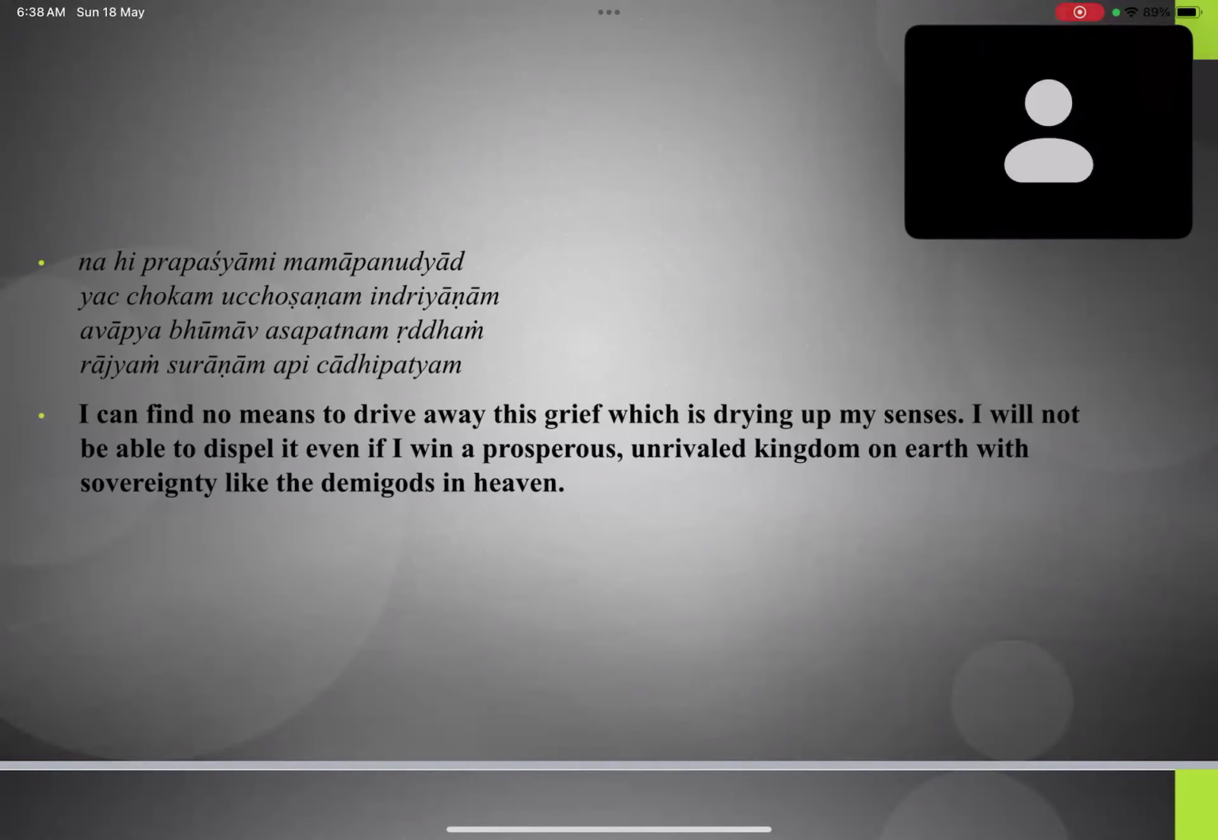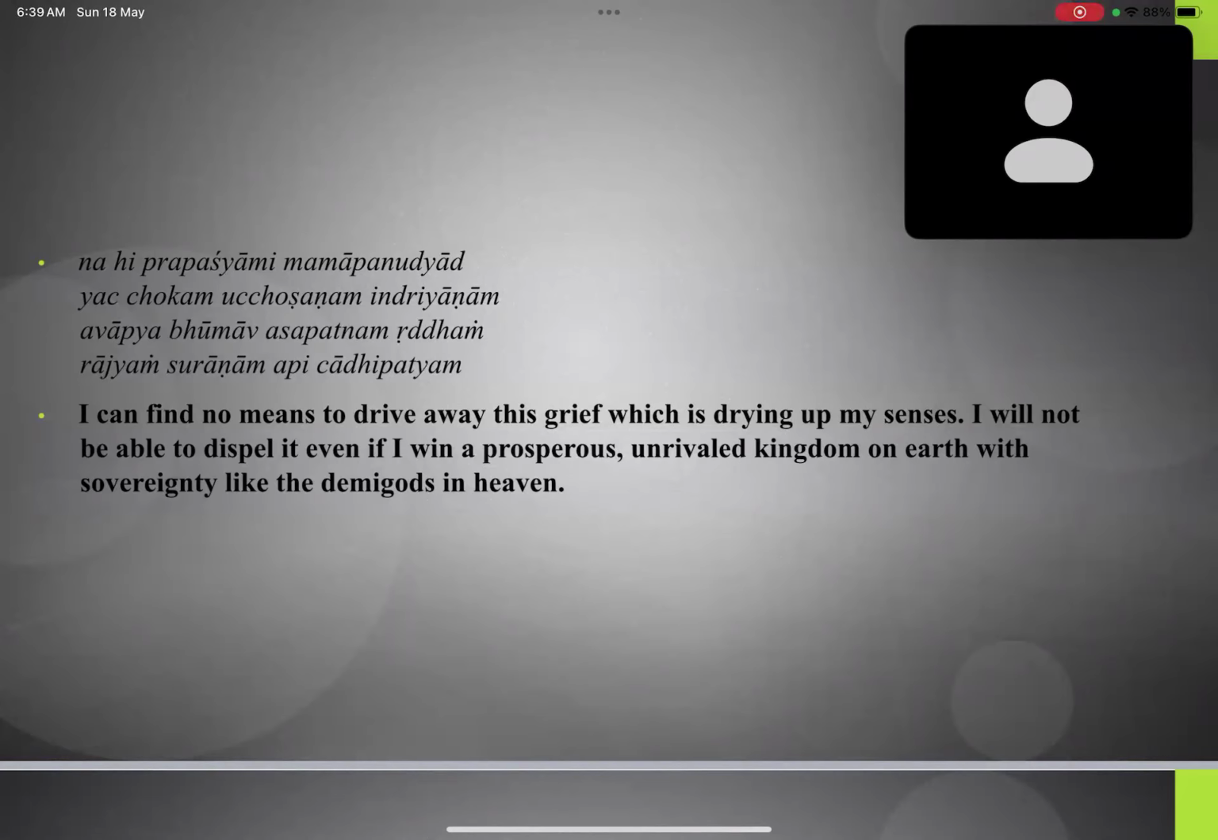Na, do not; aham, I; prapashyami, see; mama, my; apanudyat, can drive away; yat, that which; shokam, lamentation; uchchoshanam, drying up; indriyanam, of the senses; avapya, achieving; bhumau, on the earth; asapatnam, without rival; riddham, prosperous; rajyam, kingdom; suranam, of the demigods; api, even; cha, also; adhipatyam, supremacy.